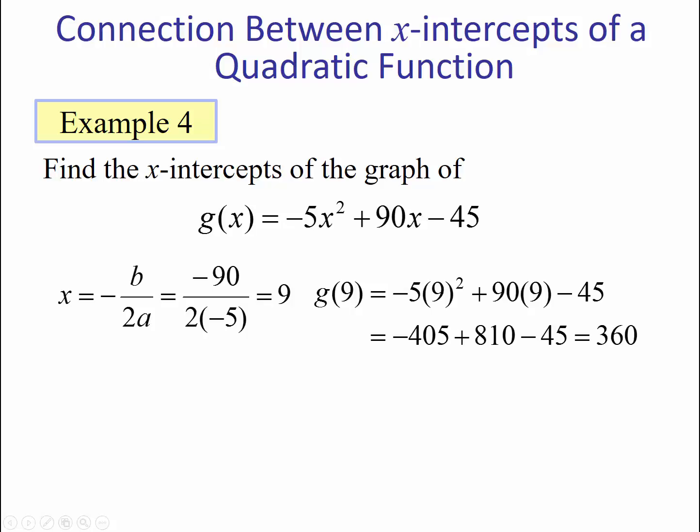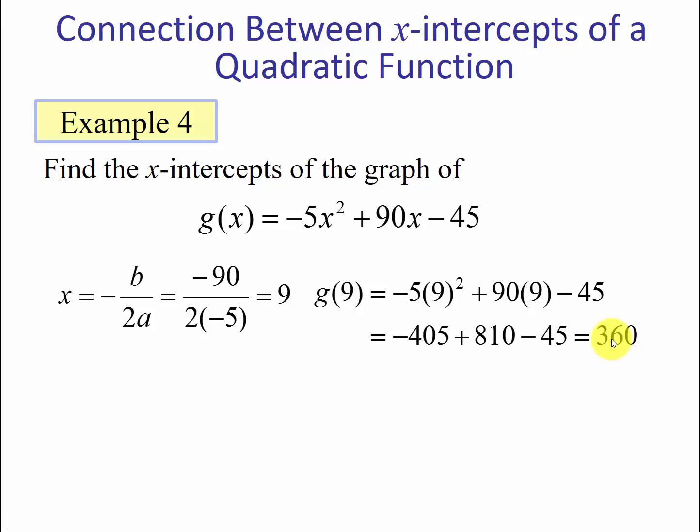So knowing that the vertex is at 9 and we saw an x-intercept close to 1, that's about 8 units to the left of the axis of symmetry. So we want to go about 8 units to the right because the parabola is symmetric about this axis of symmetry. So this is going to help us set the x-min and the x-max. This value here, 360, is a maximum value. We know this because a is negative, and if a is negative, the vertex is a maximum. So this will help us determine what our y-max is.